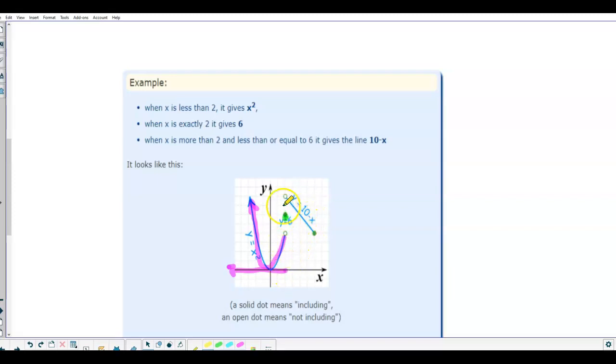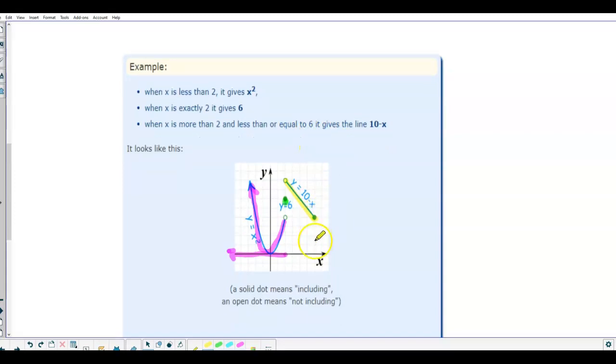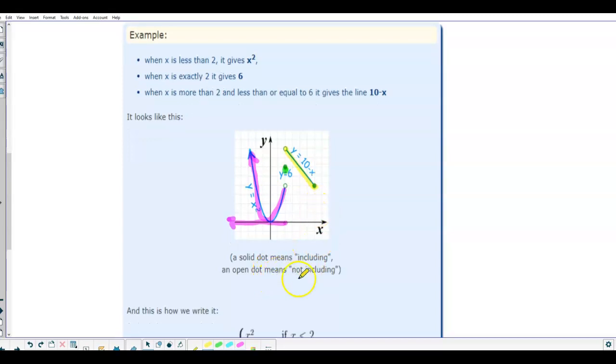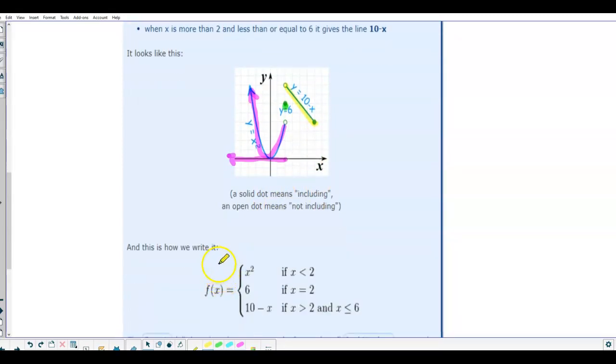And so at the value of 2, it's saying that it is more than 2, but it's not including it. And then as the line continues to be drawn, when it gets to the value of 6 on the x-axis, it's saying that it is less than or equal to 6, which gives you that particular dot. So again, a solid dot means that it's including, an open dot means that it's not including. So this is how we would write it.